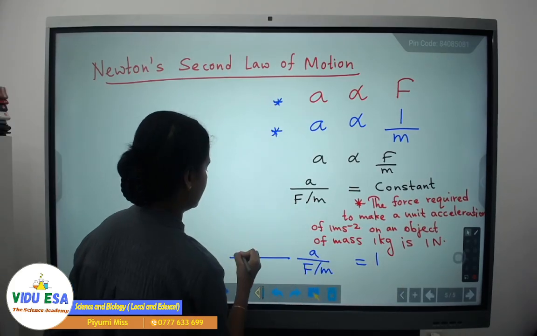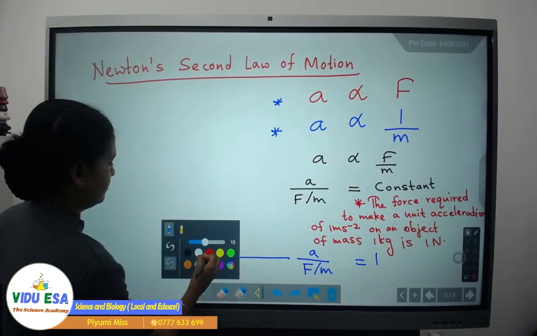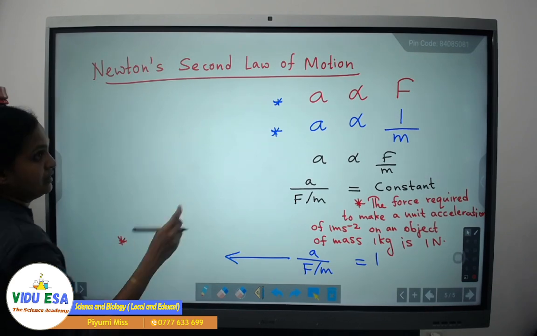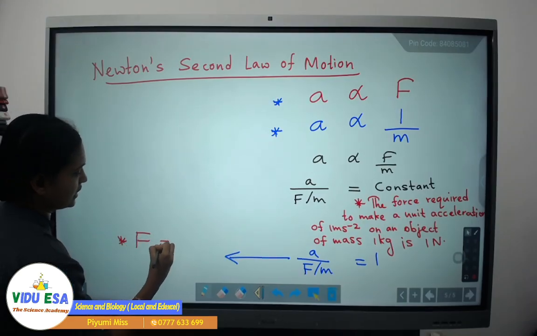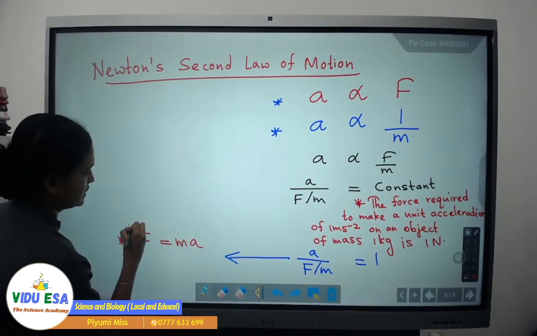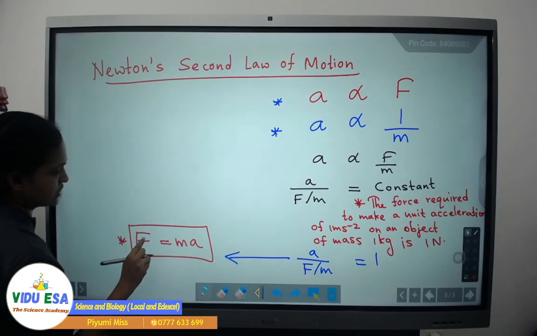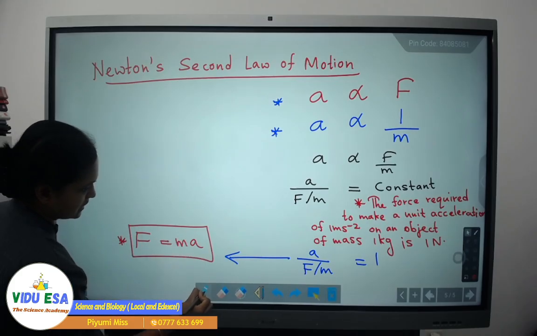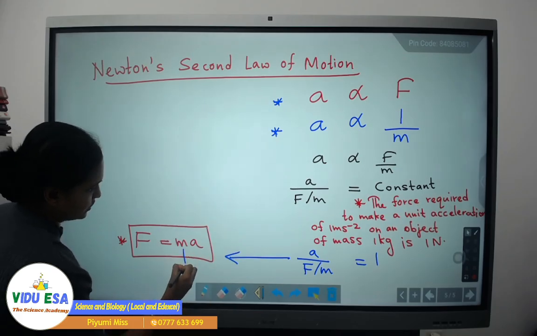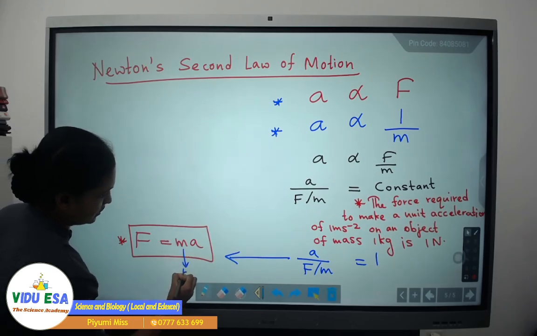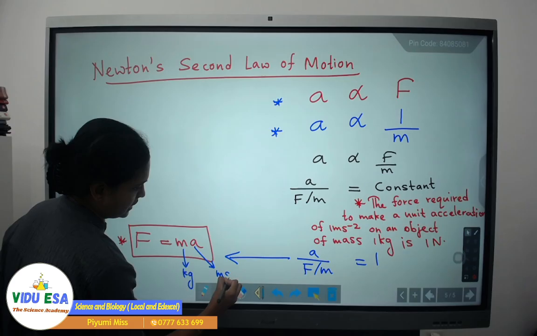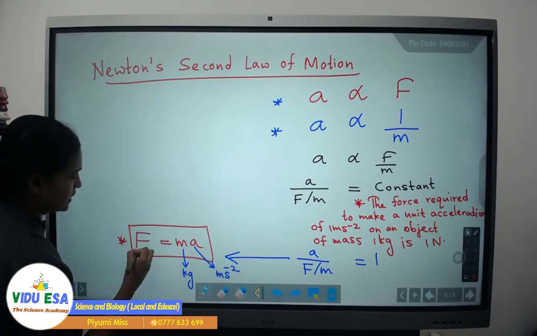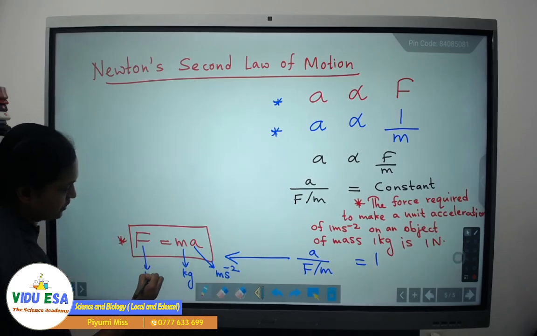From this we derive the equation. This is what we need next. Number 1, 2 and this is the third one. This is the equation that we have to use. F equals ma. Force is equal to mass into acceleration. Mass is taken in kilograms, simply kg. Acceleration is taken in ms^-2. So the force is given in Newton.